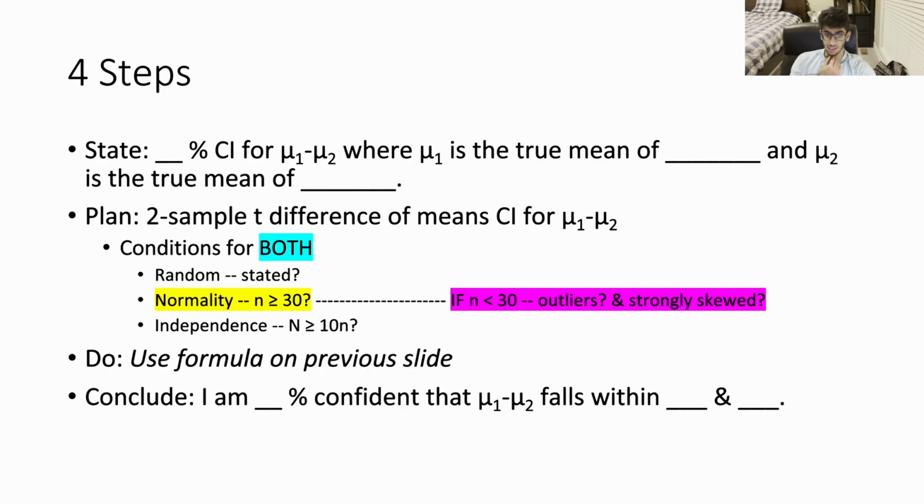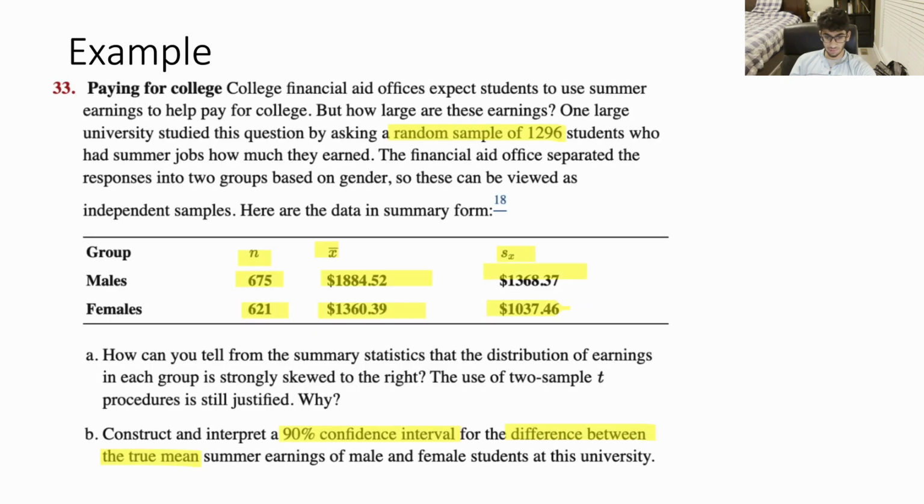Four steps. The state is similar, just what you're trying to find is different. You have to define both variables. For plan, it's going to be 2 sample t difference of means, CI for mu1 minus mu2. You want to be really specific when naming which type you are doing. Conditions: when you're doing 2 samples, you have to make sure the conditions are met for both. So you have to use these 3 conditions on both the first sample and the second sample. Then for do, use this formula. Then conclude.